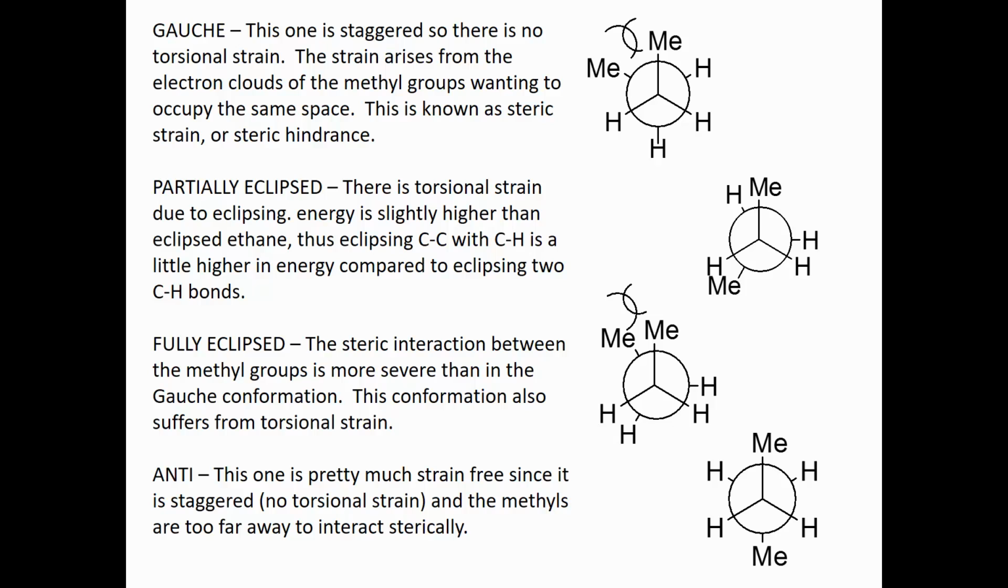All right, in the partially eclipsed, we have torsional strain because it's eclipsed, and the energy is a little higher than in eclipsed ethane because maybe there's a little bit of a steric effect here with hydrogen and methyl, but it's not really all that large because remember ethane was 12 higher for the eclipsed. The partially eclipsed is only 14 higher, so this is not really a serious source of steric strain here.